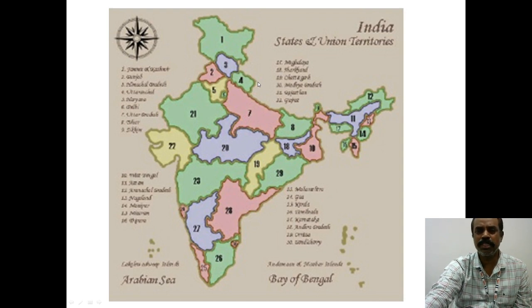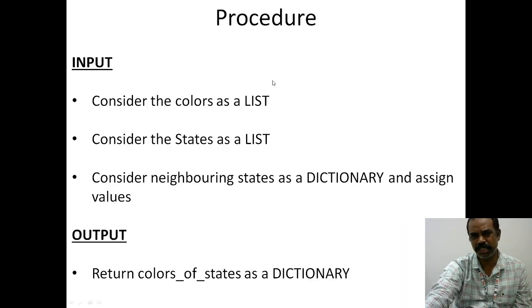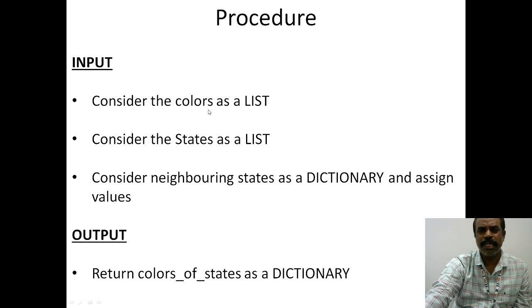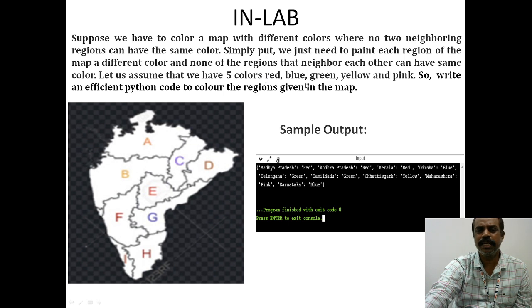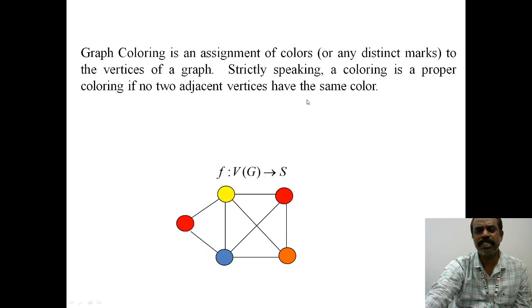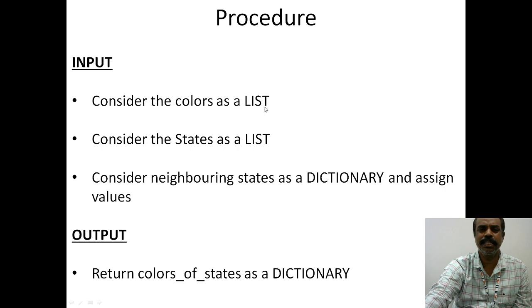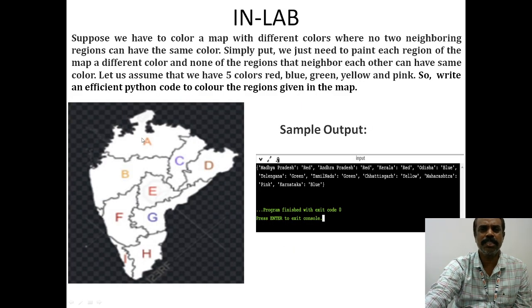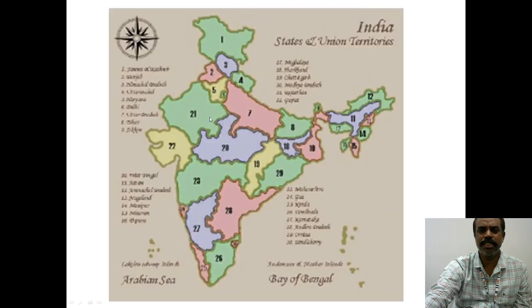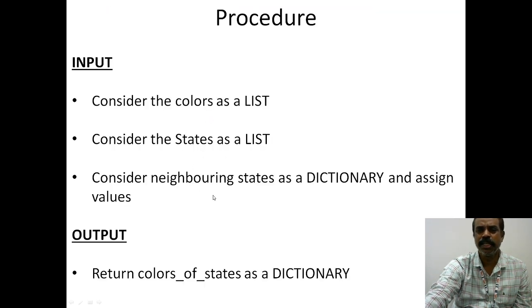In order to do this, I'll give you a small hint. The process you need to follow is, how should you consider the input? The problem says we need to use these colors: red, blue, green, yellow and purple. Consider the colors as a list. What are the states given in the program? What are the various states that have been taken into consideration? Consider the states as another list, and consider the neighboring states in a dictionary and assign values.